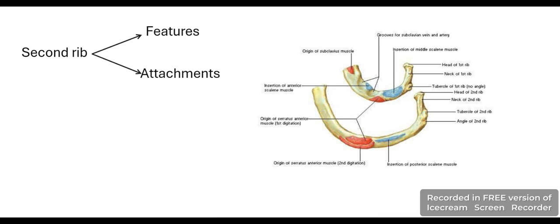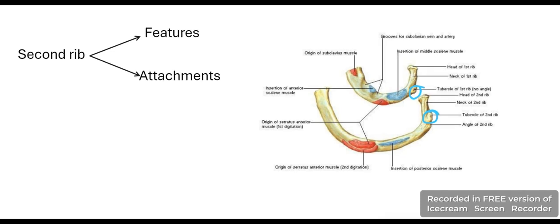Now the next point is, the non-articular part of the tubercle is small. See, this is the tubercle of the second rib, and see the tubercle of the first rib. The first rib tubercle is attached with the transverse process of the T1 vertebra, and the second rib tubercle is non-articular part, so it is small. The angle is slight and is situated close to the tubercle. See, this is the angle. Now the shaft has no twist. The shaft is sharply curved, and it also has no twist.